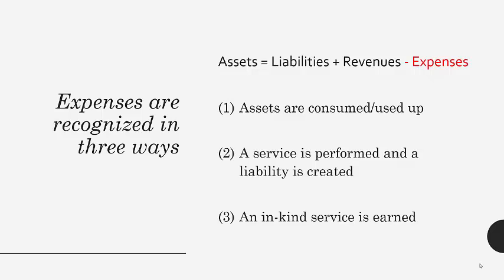The second way an expense is recognized is when an entity becomes obligated to consume its economic resources. This happens when an entity receives services and is billed for those services. This increases their liabilities as well as decreases their owner's equity. The third way an expense is recognized is the in-kind revenue and expense situation I described in one of the previous slides.